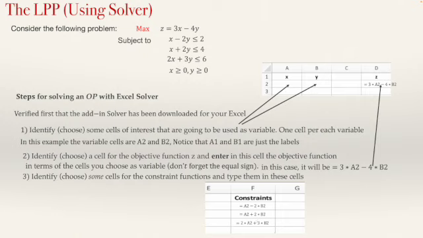Okay, so when you type in the constraint, you don't need to type the right side of the constraint, that is, the number that is at the right side after the symbol.